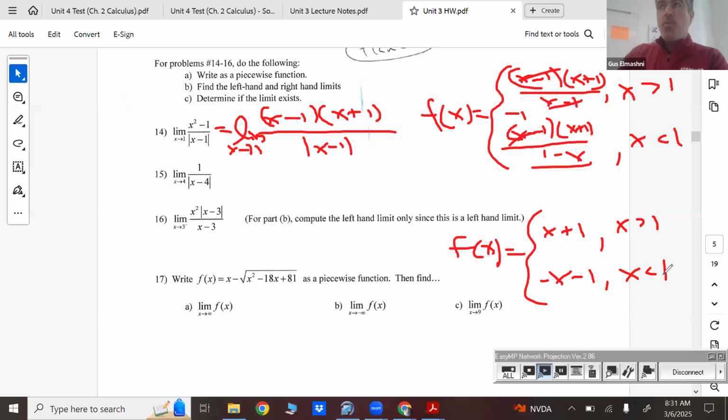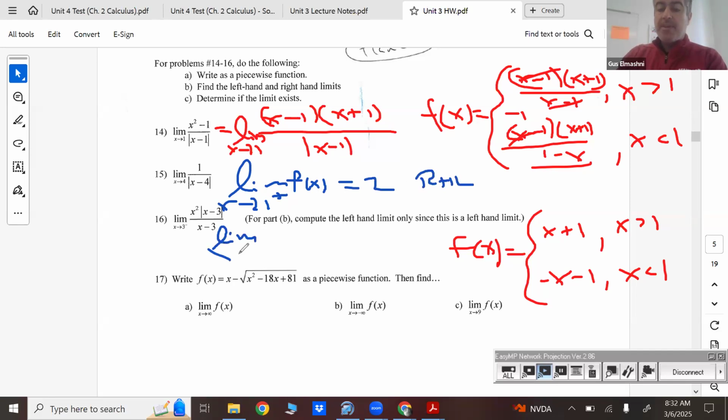Because what's your right hand limit? And your left hand limit is good. Good. You guys getting it. Perfect. Awesome. Yeah, if x approaches 1 from the right side of f of x, I have to use the top function, which is, of course, 2, as you guys said. That's my RHL. My LHL is the limit as x approaches 1 from the left side, which, of course, is going to be negative 2.